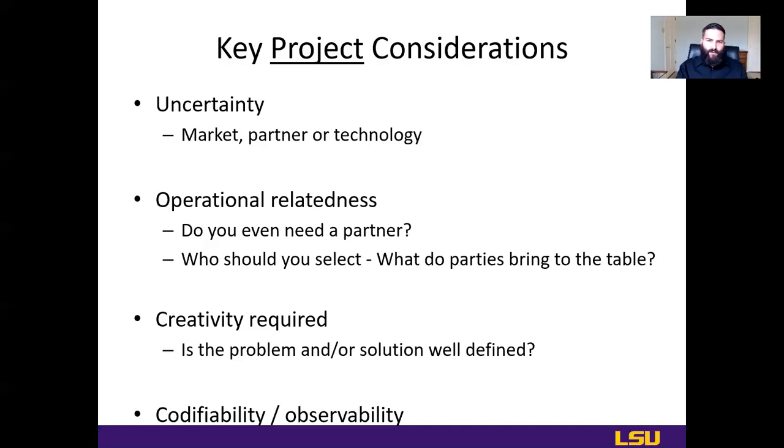So the third thing we're thinking about is the creativity. Some projects have problems and solutions that are well-defined. Other projects have problems and solutions that are not well-defined at all. And then there's a range of projects in between them. Okay? But these are things that are going to drive your decision in terms of how we structure the collaboration.